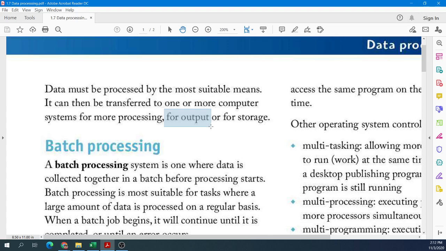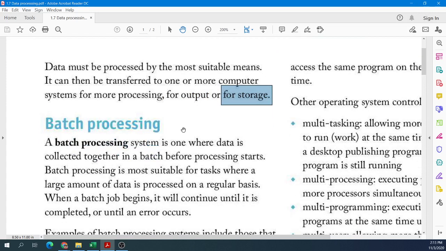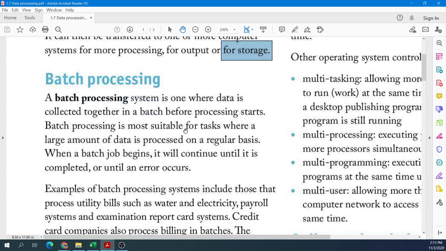We looked at output devices. It can be output either by maybe the monitor, the screen that you have on your computer, or maybe you can print a copy of it, whatever the case may be that you would have processed. Or you can store that data that you would have processed.